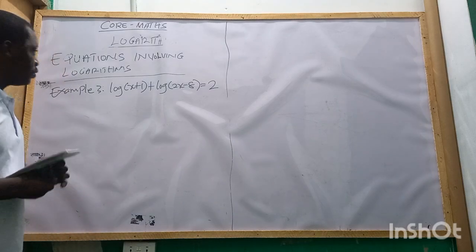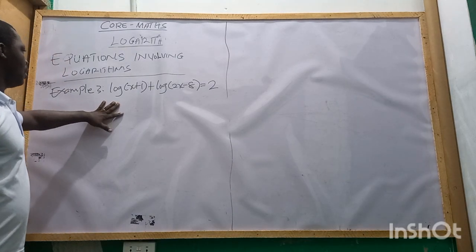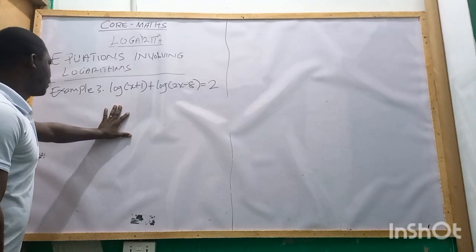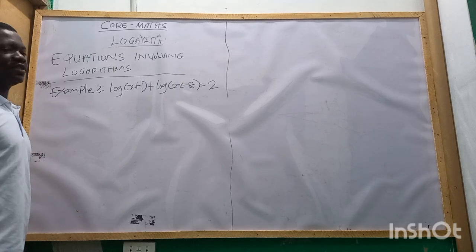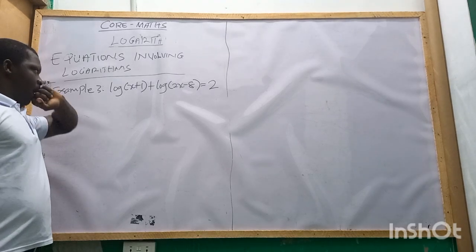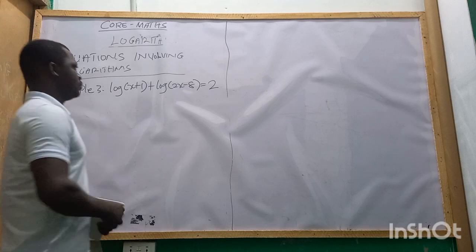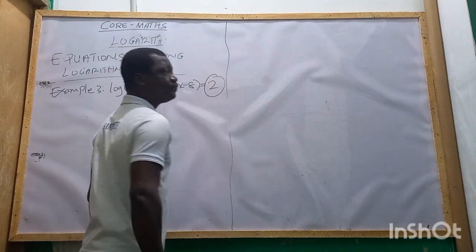Okay, so let's take note of this question. Example 3: log of (x plus 1) plus log of (2x minus 8) equal to 2. Please take note of this. So it's equal to 2. Take note of this 2.